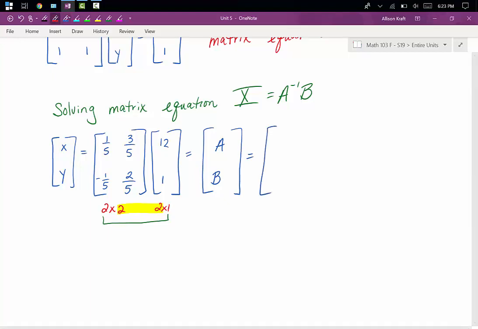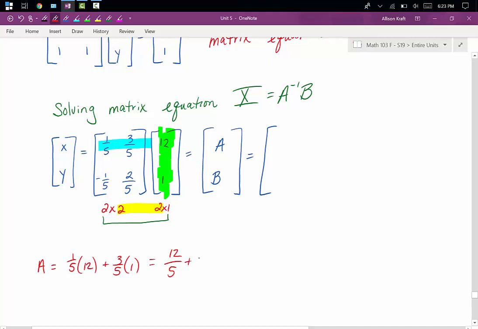So element A is located first row, first column. So we'll be multiplying first row of our first matrix with the first column of our second matrix. Element A is going to be equal to 1/5 times 12 plus 3/5 times 1. That'll be 12/5 plus 3/5, 15/5, which is equal to 3.